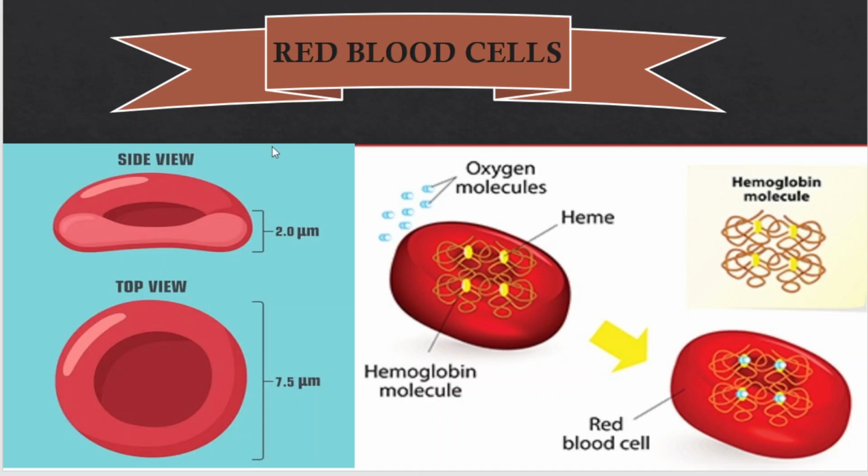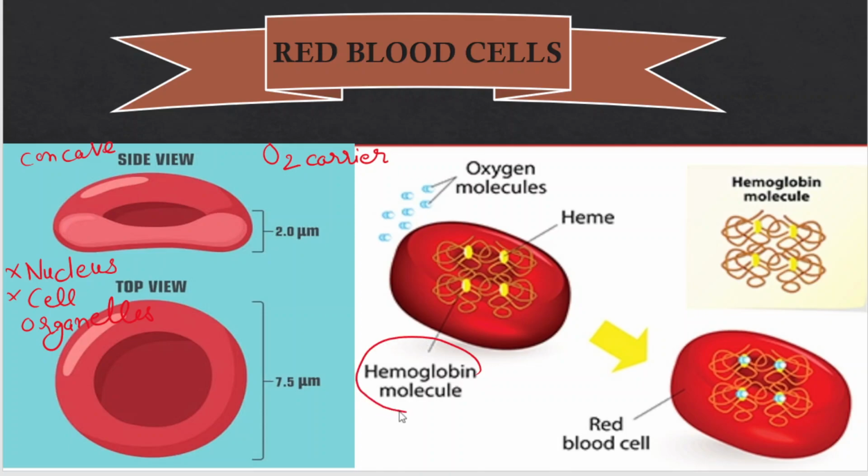Red blood cells are the only oxygen carrier cells that carry oxygen throughout the body. They are concave in shape, and most important, they do not have any nucleus. Yes, this is the cell which does not have any nucleus, nor any cell organelles. RBCs only contain hemoglobin molecules inside, which are covered with the membrane. This is the basic structure of RBC.